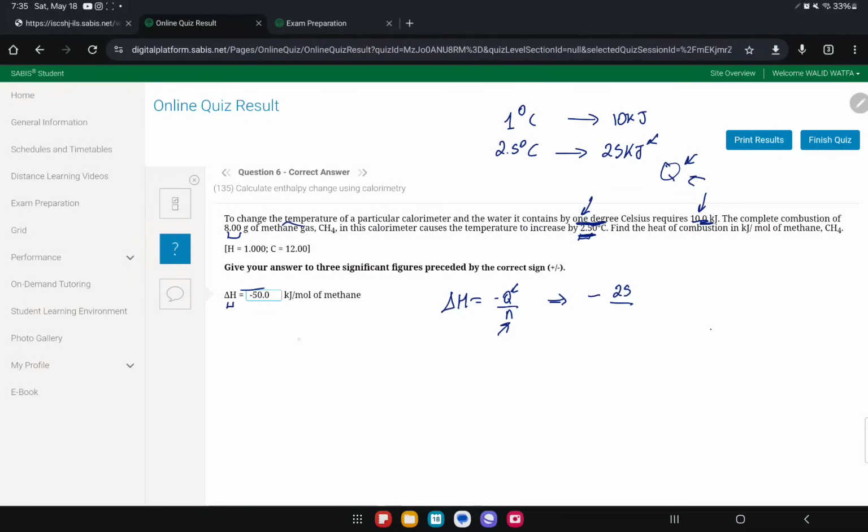What is n? n is moles, and n equals m over M, right? So the mass they gave me is 8. The molar mass of methane, CH4, is 16. Add it up. It's going to be 0.5. Okay, so 25 over 0.5 gets you negative 50.